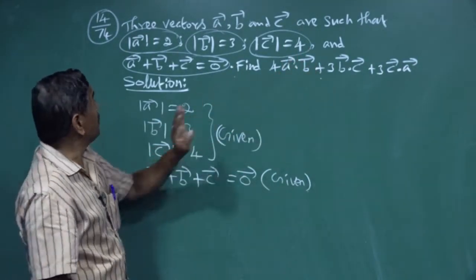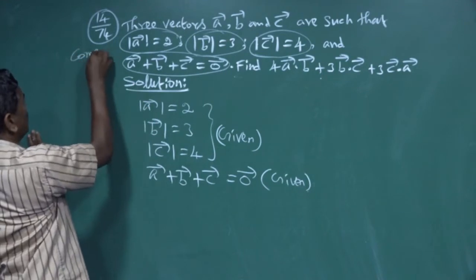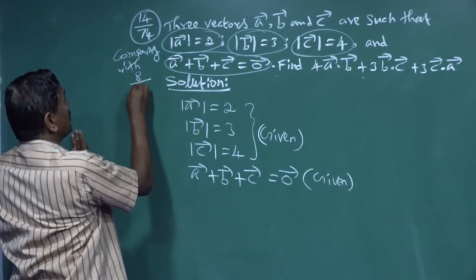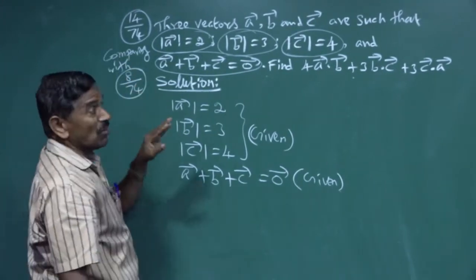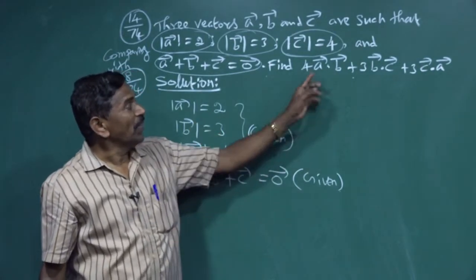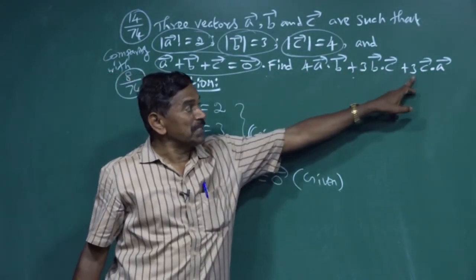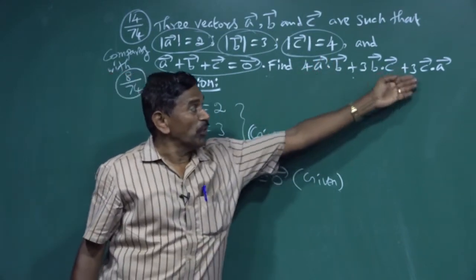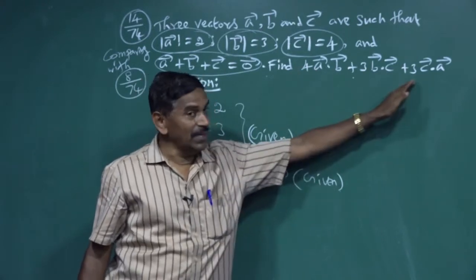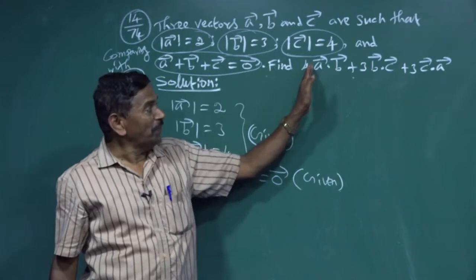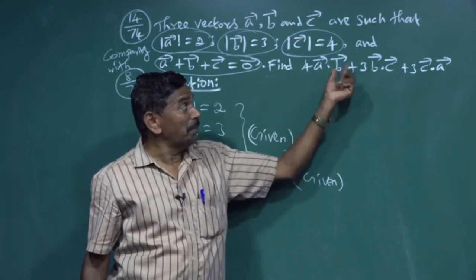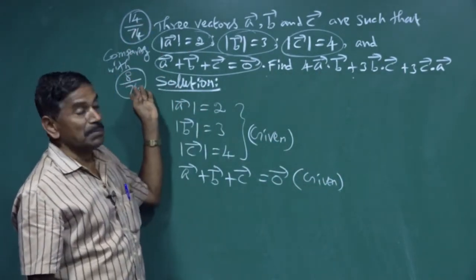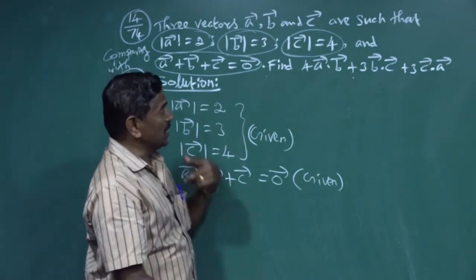This question is comparable with the 8th question, page number 74. These two questions are the same model. The difference is that here the coefficients are 4, 3, 3 in the 14th question, but in the 8th sum the coefficients are 1, 1, 1. That means there we find the value of a dot b, b dot c, c dot a. So only that differs. So the 14th sum and the 8th sum are the same model. Now listen to the technique.